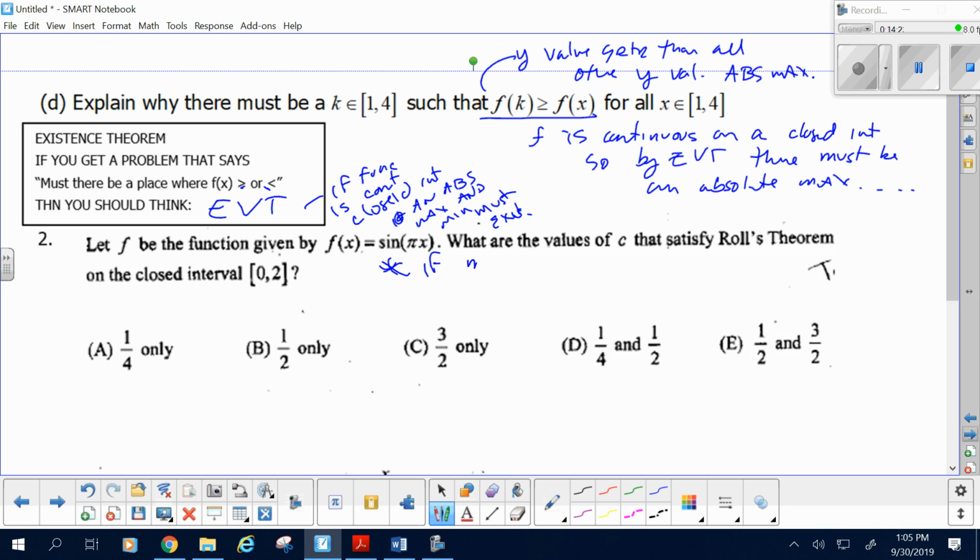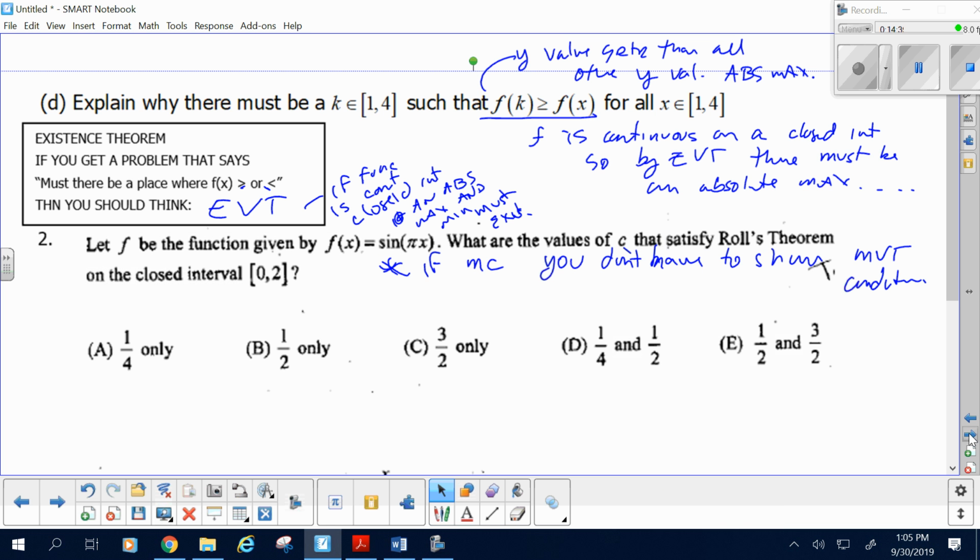If it's multiple choice, then you do not have to show conditions. You don't have to show MVT conditions. You can just do the calculation part, all right? That should get you pretty well started on this. This is mostly mean value theorem, but it's also some volume action in there.